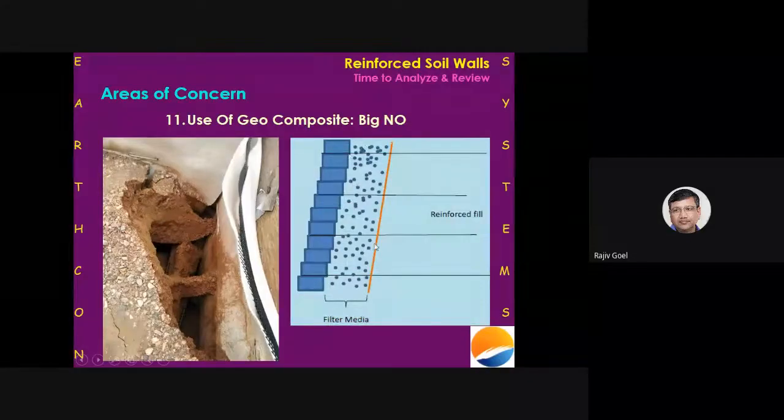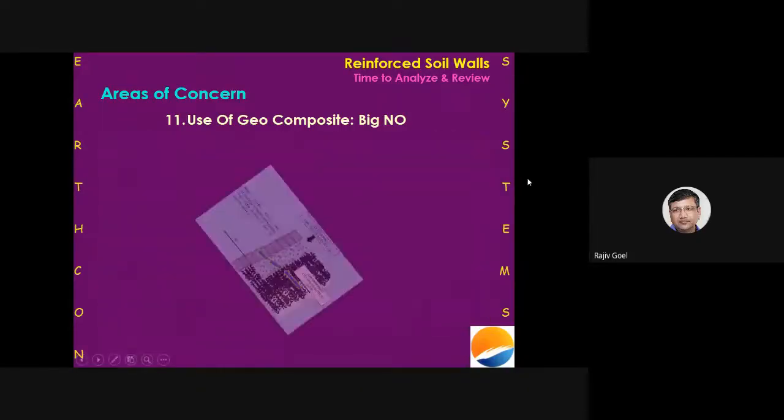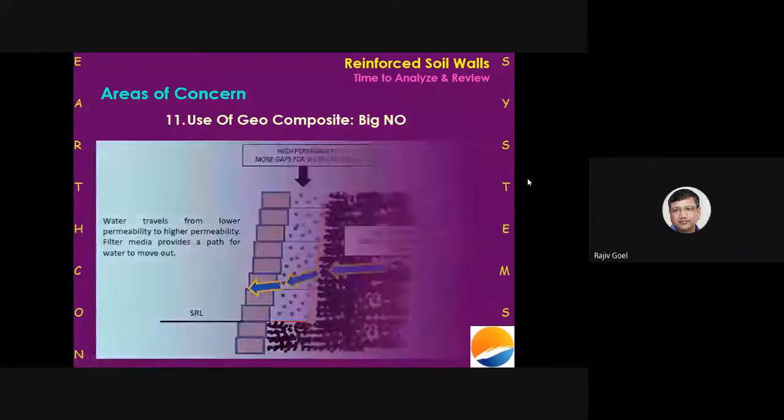We would like to go back to the filter media concept, which is much better, as I said here, than the geocomposite. And why it is so, I would like to highlight using another slide.